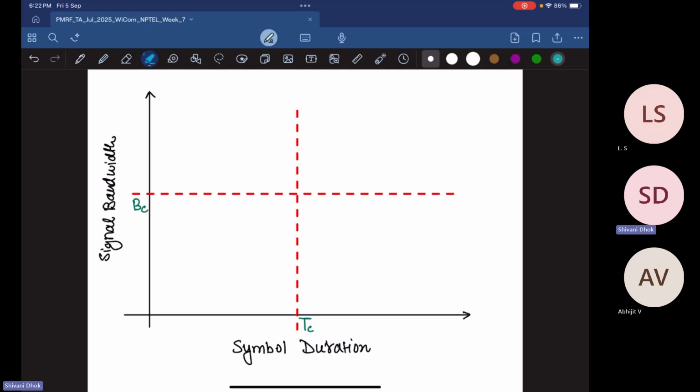So what we said was, if the symbol duration is less than the coherence time, then the signal is time flat. And if the signal bandwidth is less than the coherence bandwidth, it is frequency flat also.